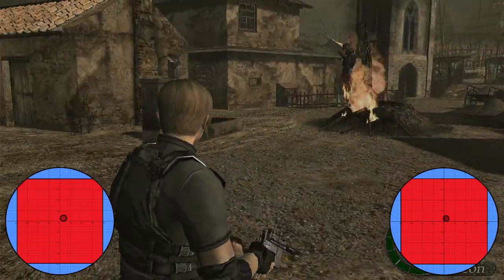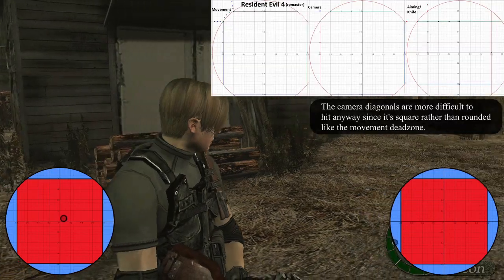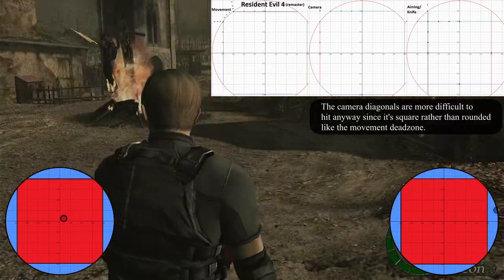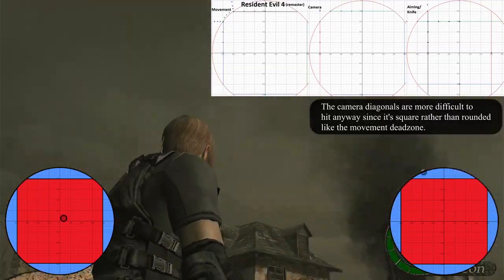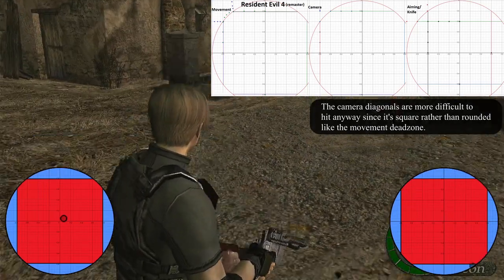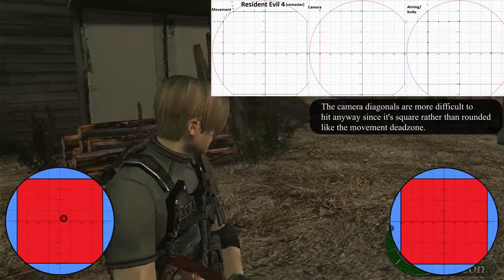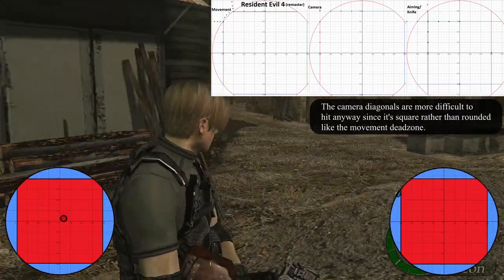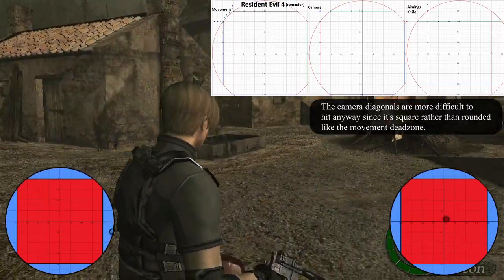The same is true for the camera. You could look left and right and look up and down, but you couldn't access the threshold to look diagonally. So instead of having 8 directions for looking, you can only access 4 of them.